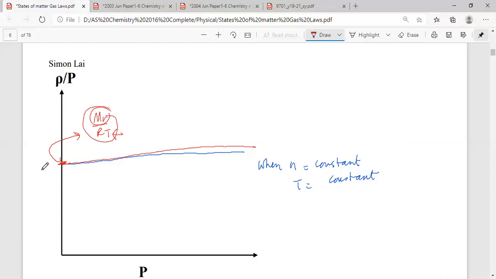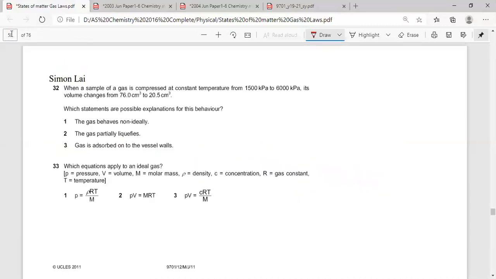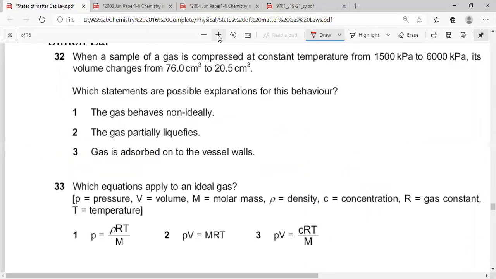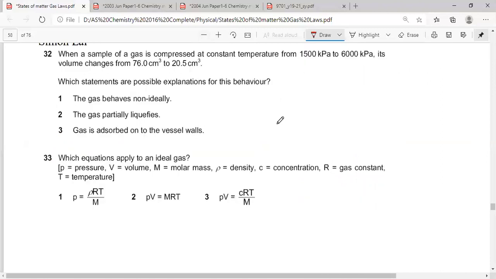On density, question 58. Right here. Okay? You can see that? Which equations apply to an ideal gas? P is pressure, V is volume, M is molar mass, rho, that's the concentration, which means mass over volume. Okay, R is gas constant, and so forth. Now remember this one, remember?